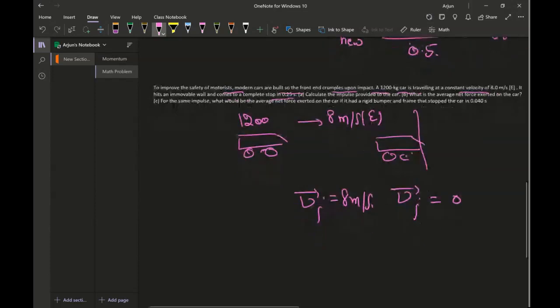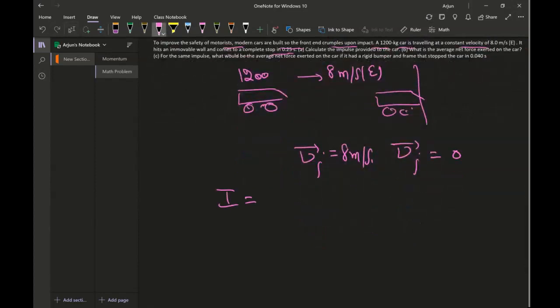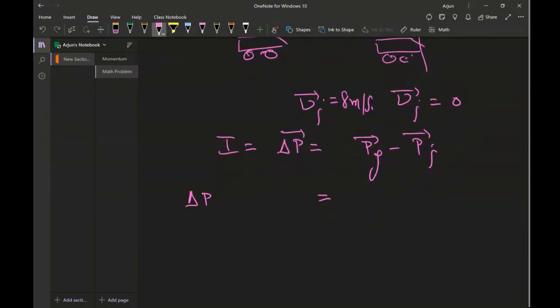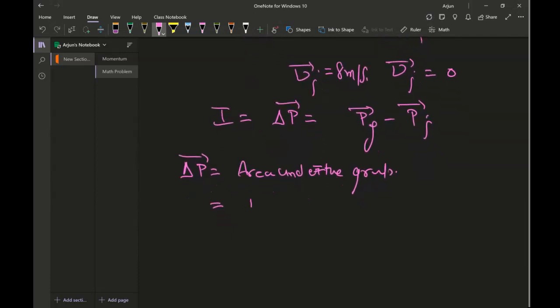Calculate the impulse provided to the car. I want to find the impulse. If you can recall the previous lectures we talked about, impulse is the change in momentum. So impulse equals delta p, which is equal to p final minus p initial. Now, which formula am I going to use? It has a lot of formulas. Delta p can be called the area under the graph. It can be equal to p final minus p initial. Okay, now which formula am I going to use?